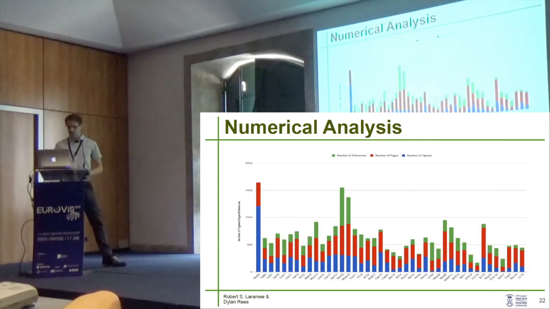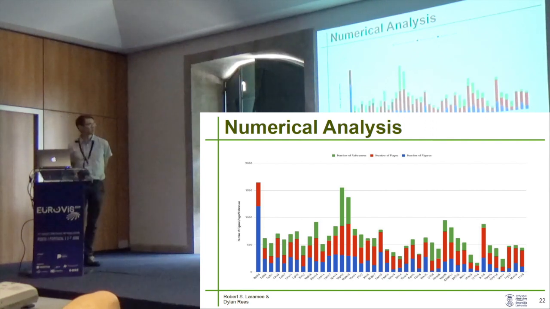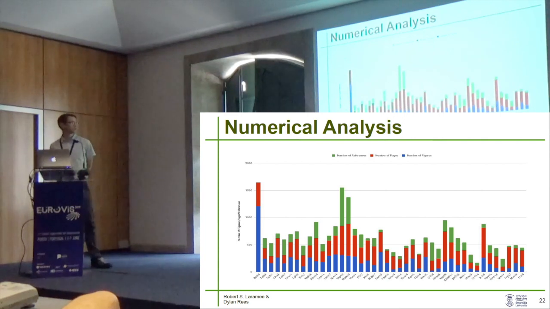Onto some numerical analysis then. Here we have the books labeled along the bottom, each bar represents a book, and along the side a stacked bar chart with the number of figures, pages, and references. The references are in green, pages in red, and figures in blue. The one that stands out immediately is the first one, the Bertin book. It has a high number of figures in it, more than any of the others, whereas it doesn't have any references to anything else.